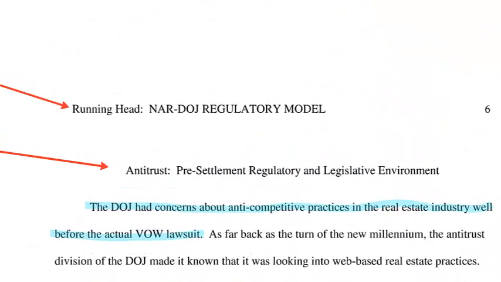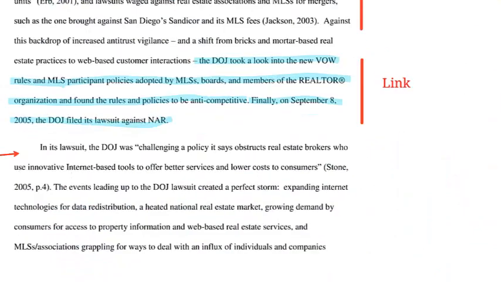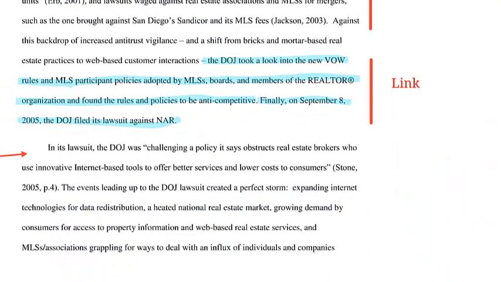Recall that our example paper is about the NAR-DOJ regulatory model, and this particular section is about the environment leading up to the settlement. So it makes sense that our final sentences in this section conclude with the date on which the suit was filed.